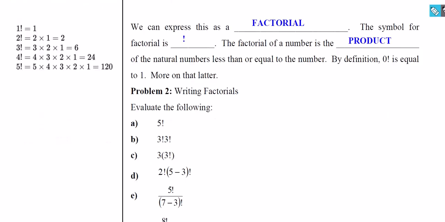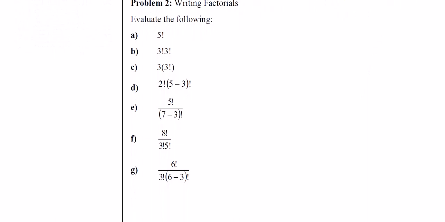Now, by definition, 0 factorial is going to be equal to 1. So if you see 0 factorial anywhere, that's going to be equal to 1. So what do these look like? Let's start with problem 2, and we'll look at part A. And the math is actually enjoyable. So 5 factorial means 5 times 4 times 3 times 2 times 1. And if you multiply that all out in a calculator, you get 120.